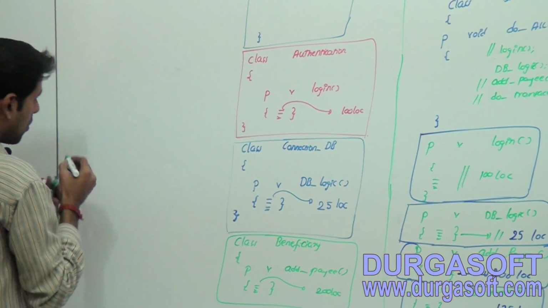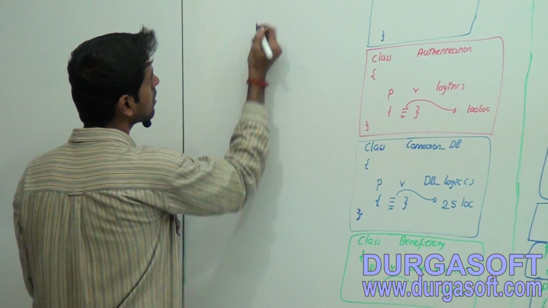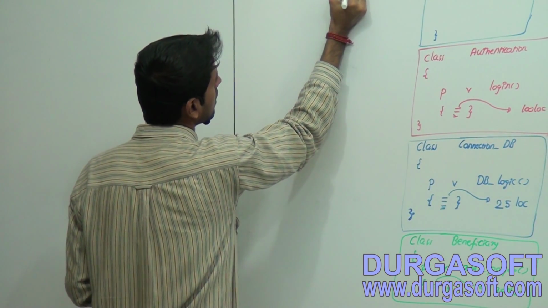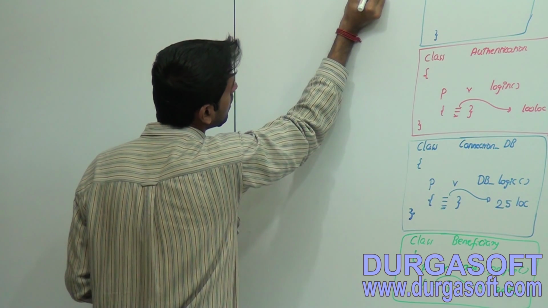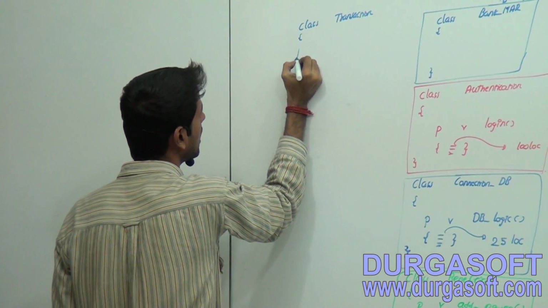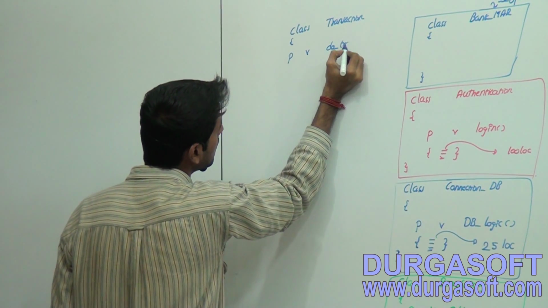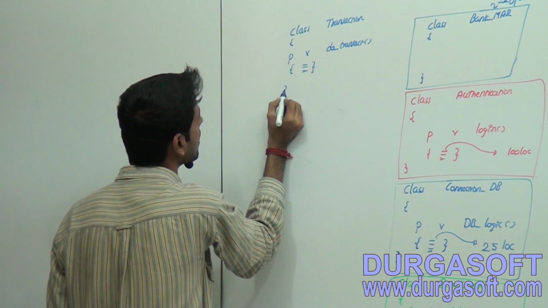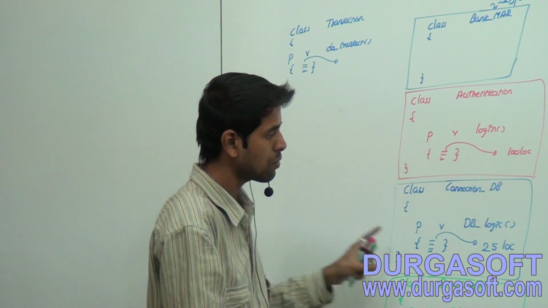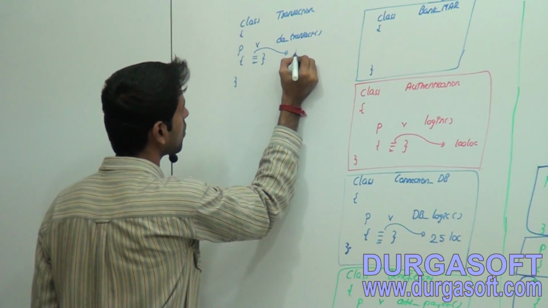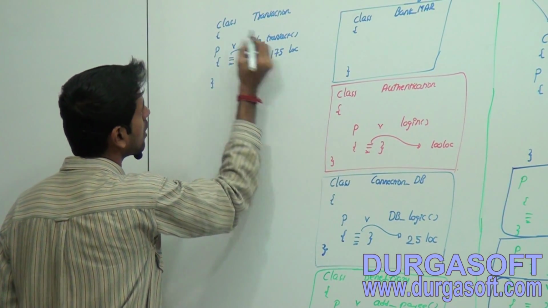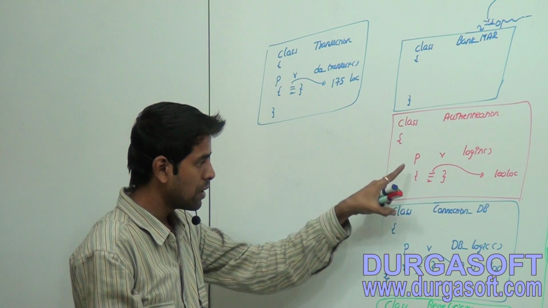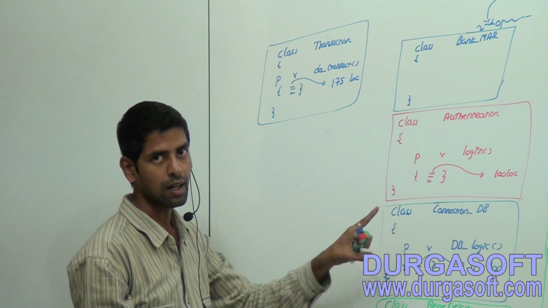So now let me take one more class, class Transaction. Let it be Transaction. Within this class put that method, public void do-transact. Now within this method maintain that logic, that is 175 lines of code. Observe here. Now I maintained different logics in different classes.